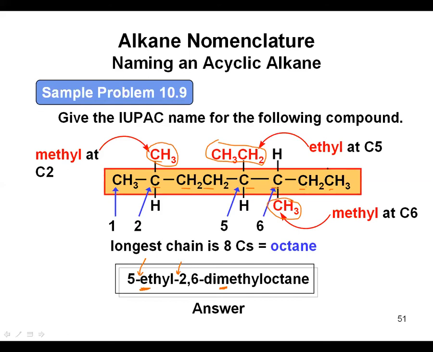Again, if we numbered the other way, 1, 2, 3, 4, 5, 6, and 7. So if we went the opposite way, we would have groups at 3, 4, and 7, which again is a larger set of numbers than 2, 5, and 6. And when you look at these two numbers here, the 2 is less than the 5. The 2 is less than the 3. So that's why, again, we went the other way.